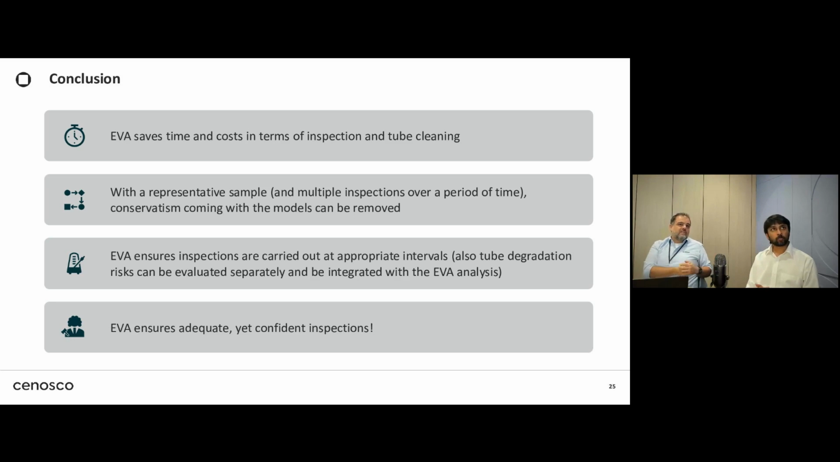Ensures inspections are carried out at appropriate intervals. Appropriate intervals means an interval that you understand where it comes from, that you look into your criticality, the confidence interval, and that interval is the most optimal interval you can get. And I think Rowan came up with that conclusion. It sounds really well that EVA ensures an adequate yet confident inspection.